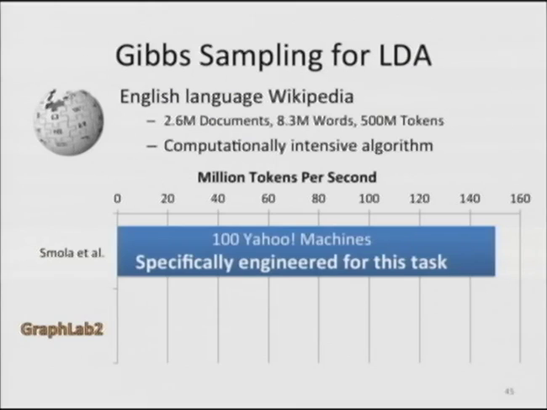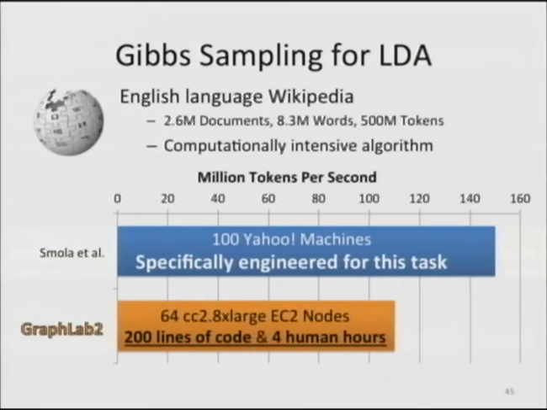We implemented this algorithm on top of GraphLab. Using just 64 machines, we're able to achieve 110 million tokens per second for 1,000 topics. But this is using 200 lines of code, written in just 4 human hours. So this is allowing a high-level engineer or a research scientist or even a machine learning person to build a scalable system, and to do it in a short amount of time.